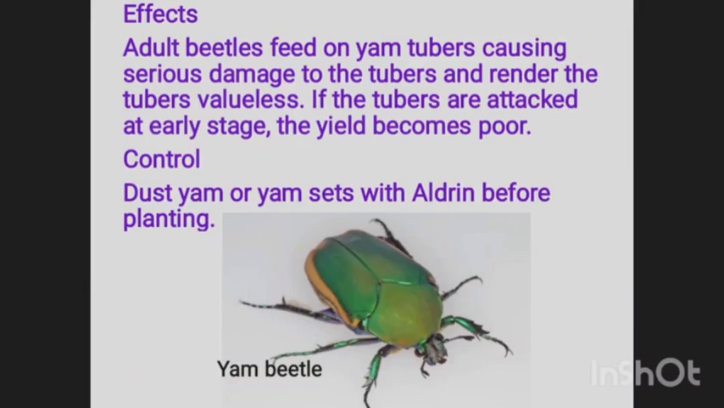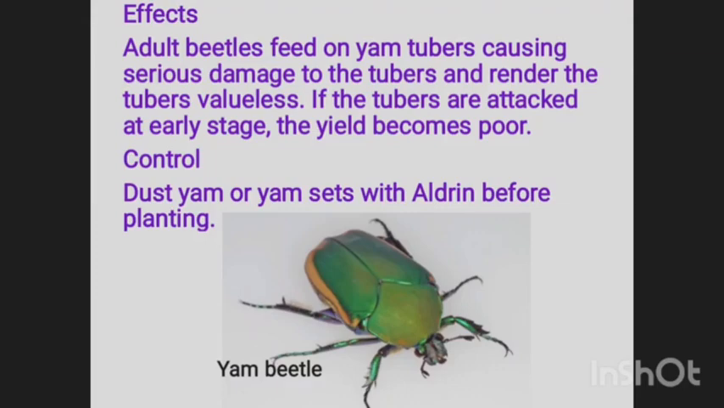The effect of the yam beetle is that it feeds on the yam tuber, causing damage to the yam tuber and rendering it valueless. So once that yam gets to the market, most people will not want to buy it because of the effects of the yam beetle on the yam tuber. Now, if the yam tuber is attacked at an early stage, the results will be very, very poor. The yield will not give enough harvest. It will be very poor if it's attacked at a very early stage.